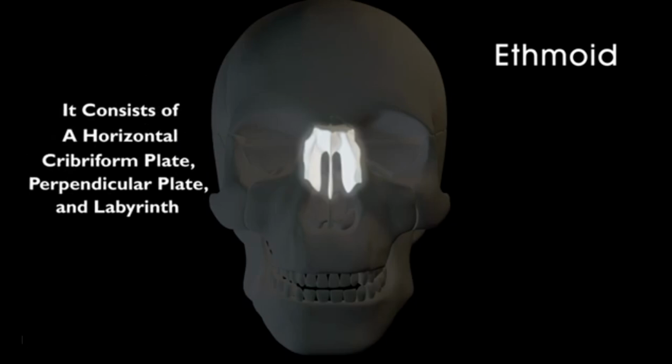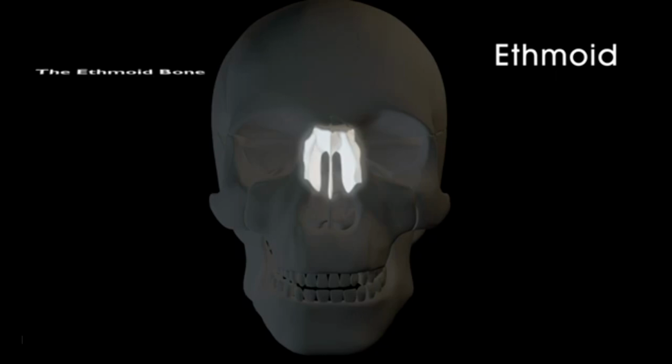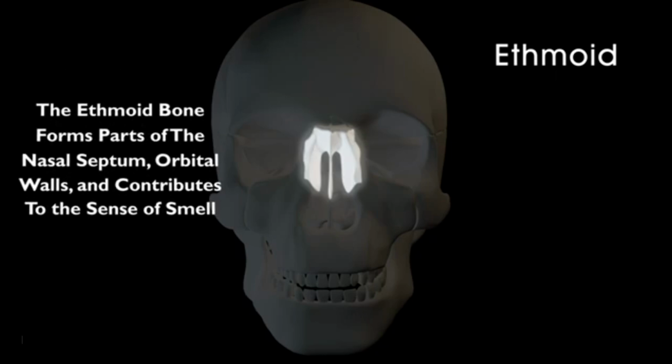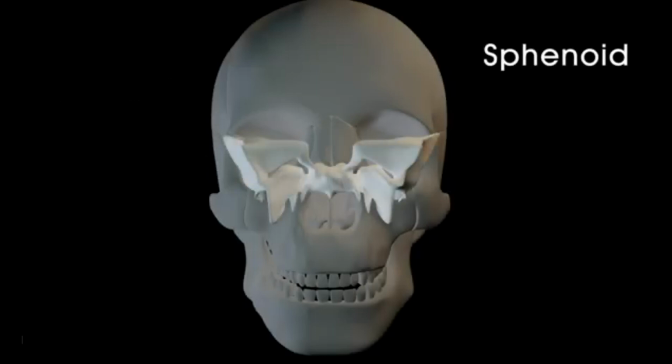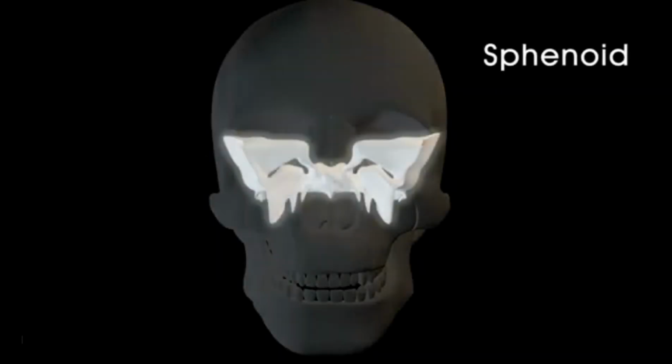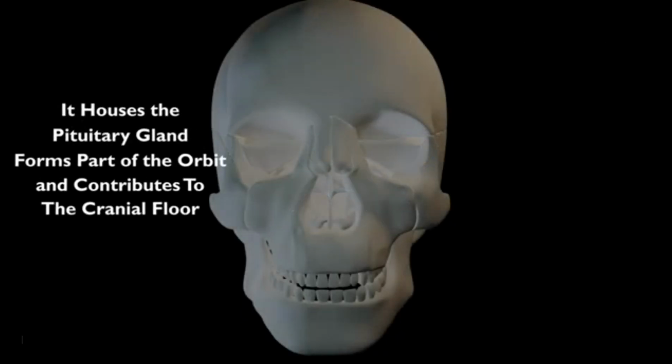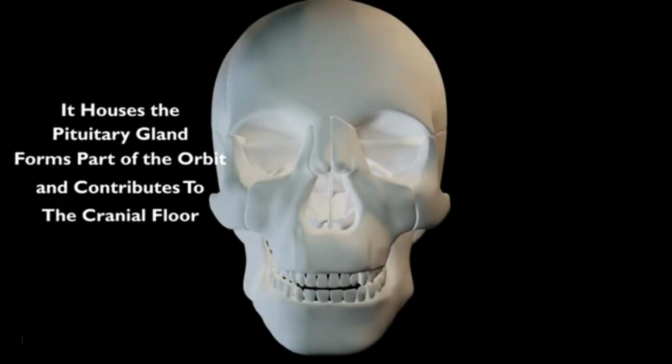It consists of a horizontal cribriform plate, perpendicular plate, and labyrinth. The ethmoid bone forms parts of the nasal septum, orbital walls, and contributes to the sense of smell. The sphenoid bone is a complex bone situated at the base of the skull. It houses the pituitary gland, forms part of the orbit, and contributes to the cranial floor.